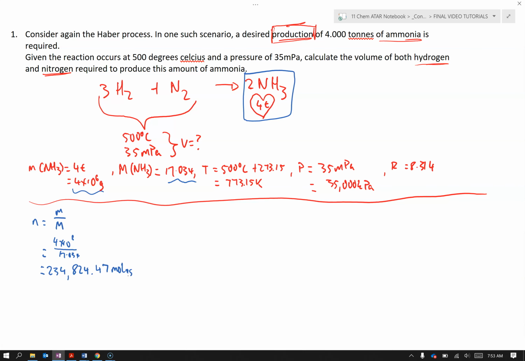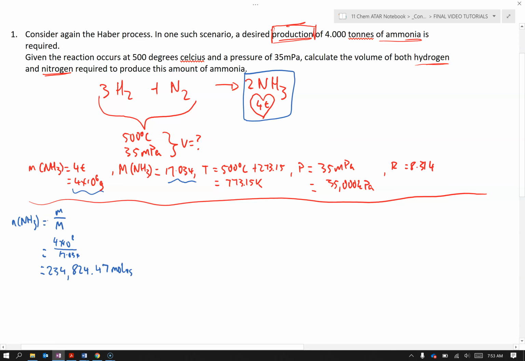234,824.47 moles. Has a science degree, can't read simple numbers. Okay, so we have the number of moles of ammonia. Oh, we forgot to include that in our working. That's poor, sorry. Number of moles of ammonia.